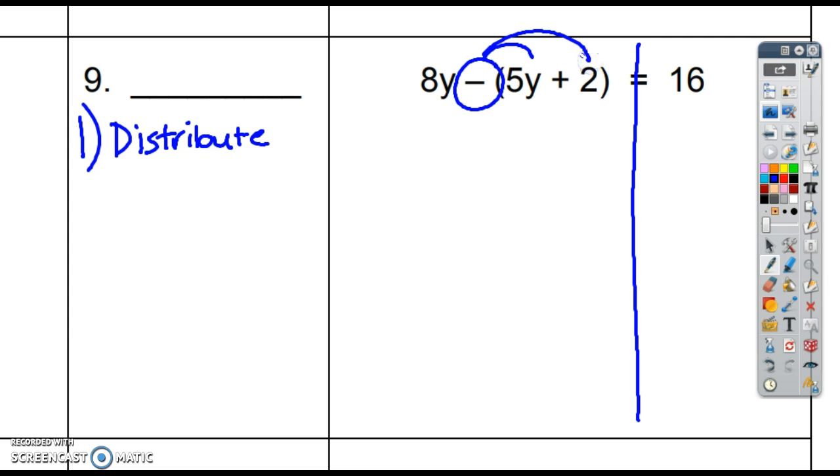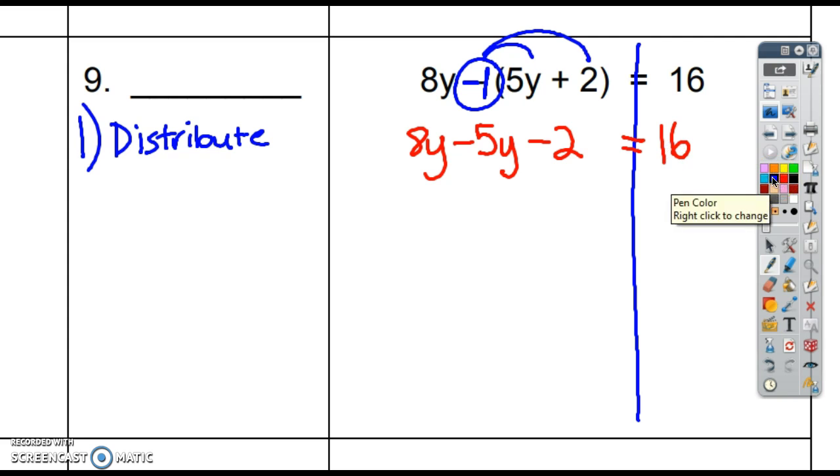All I see is a negative sign. When you see that negative sign, it's like saying there is a negative 1 right here that we need to distribute through. Okay, so I'm not touching my 8y. Bring down my 8y. Negative 1 times a 5y is negative 5y. And then negative 1 times 2 is a negative 2. Bring down your equal sign. We haven't done anything with the 16.